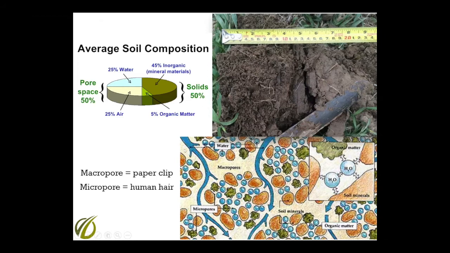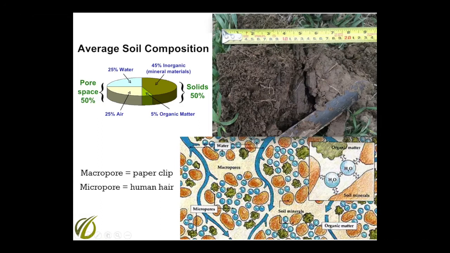But getting a little more in depth into soil structure and soil water movement, for me it really helps to think about it in terms of within and between these soil aggregates, where we have macropores, which are roughly the size of a paper clip, as an example, and then micropores, which are within these soil aggregates, which are roughly the size of a human hair.